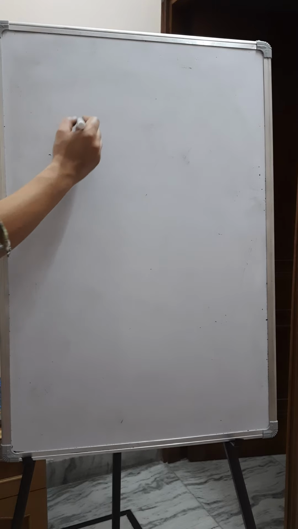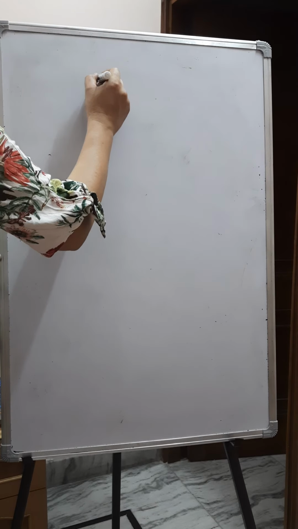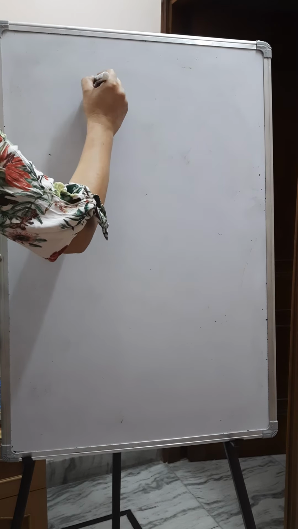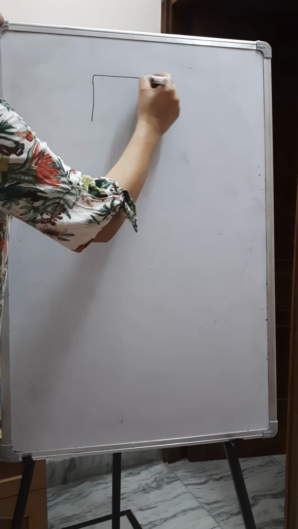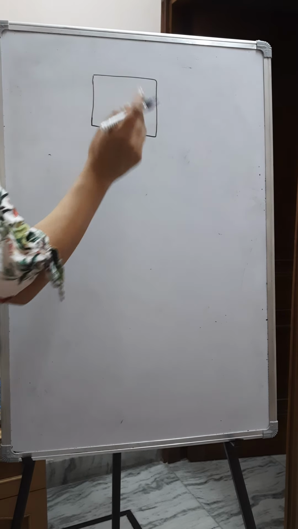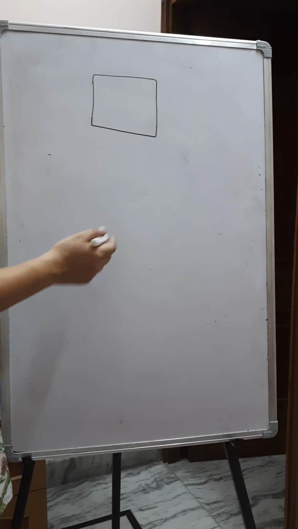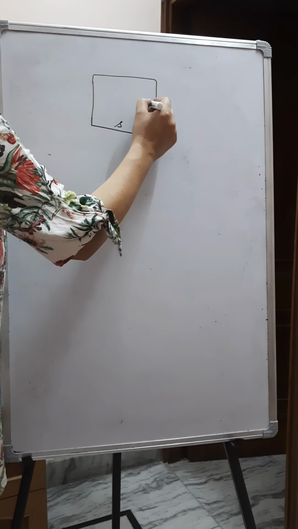A square lawn is surrounded by a 2-meter wide path. First of all, a square lawn is there. We are not given the side of the square lawn. Let us suppose that s is the side of the square lawn, right?